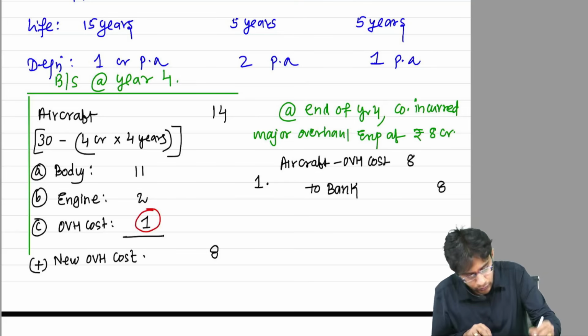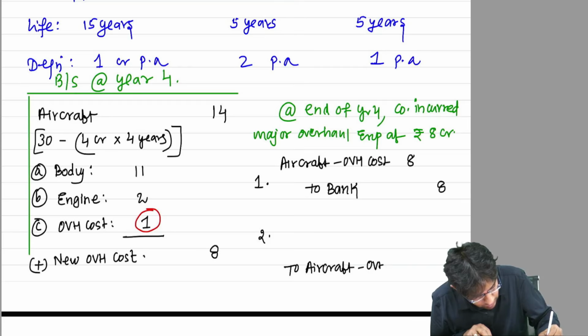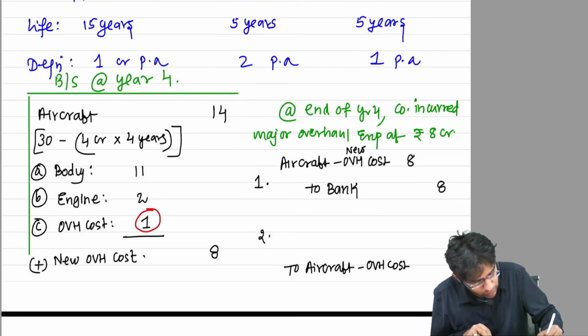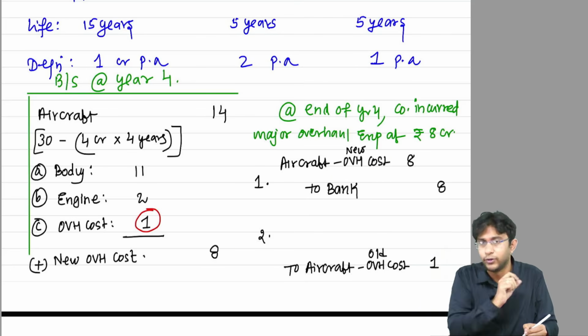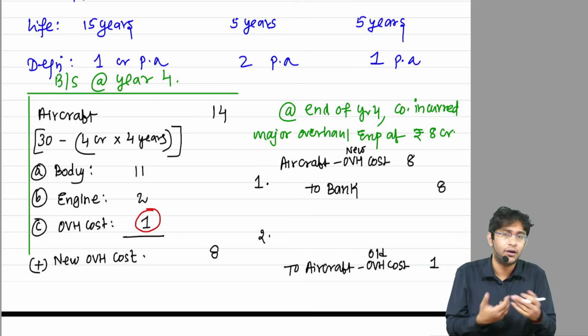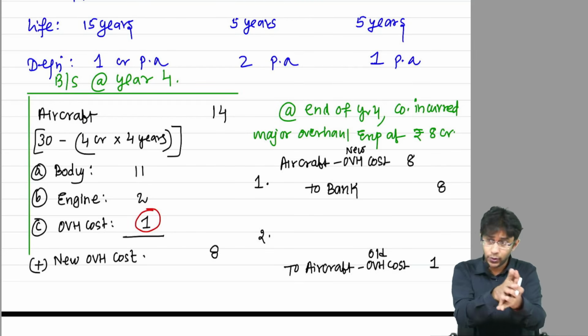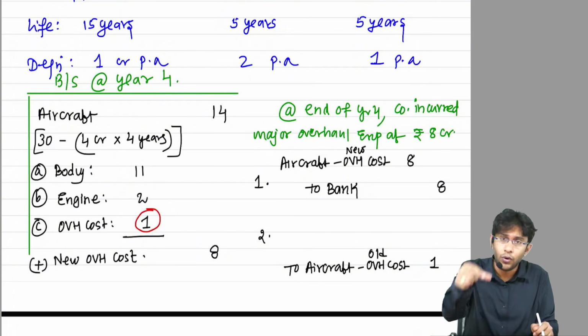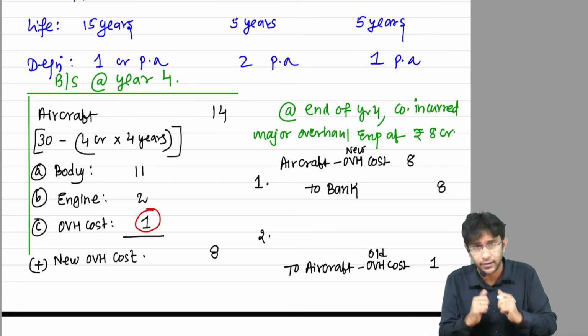So what you have to do to reduce the balance of the asset? Overhaul cost. This is new. This is old. How much is there? 1 crore. Earlier also, component you removed. Like when you replaced a component, the new component's cost you have added, the old component's carrying amount you have removed. Like that, the old overhaul cost component also you have to de-recognize because a new overhaul cost you have incurred.